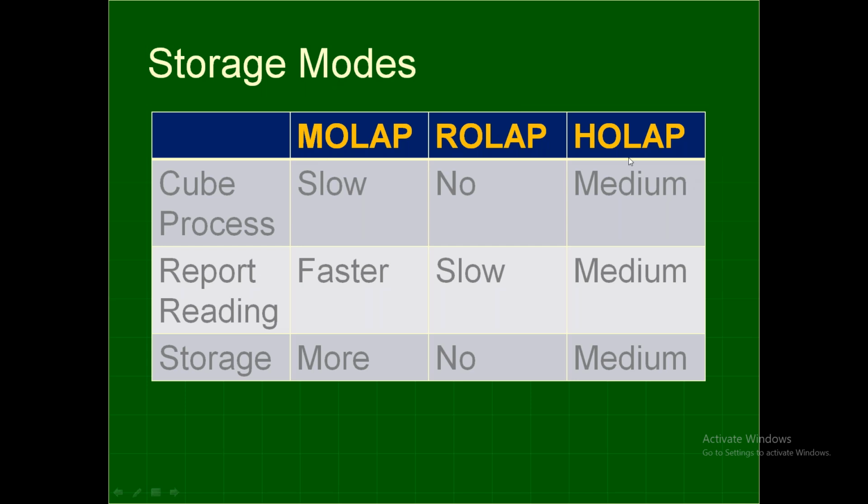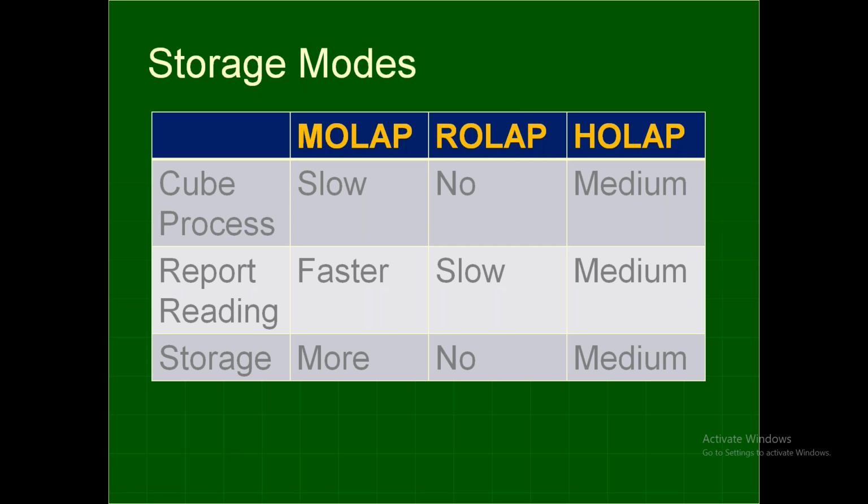So cube processing is medium. Why? All aggregations I need not prepare. 20 items, 20 food varieties I need not prepare as a chef. I prepare only 10 items. So if they need, I can prepare on the fly. That is the meaning of this. Okay. Report reading is medium because some reports are faster, some reports have aggregations missing.